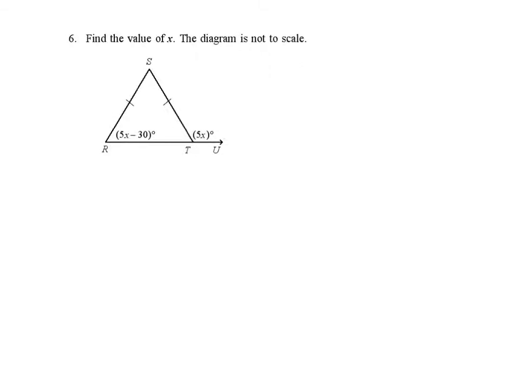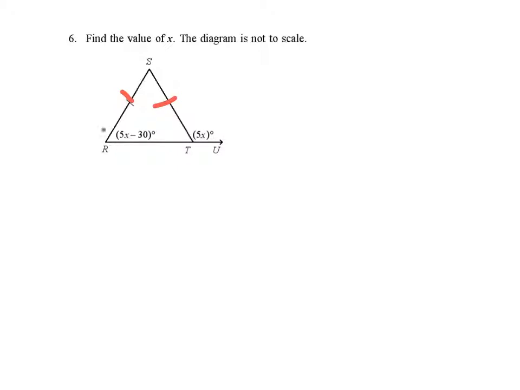All right, number 6 says find the value of x. The diagram is not to scale. So we see I have a triangle, and then I have a little edge that extends beyond my triangle. I know these two sides are congruent, so I know it's isosceles. So there's two sides that are the same length.